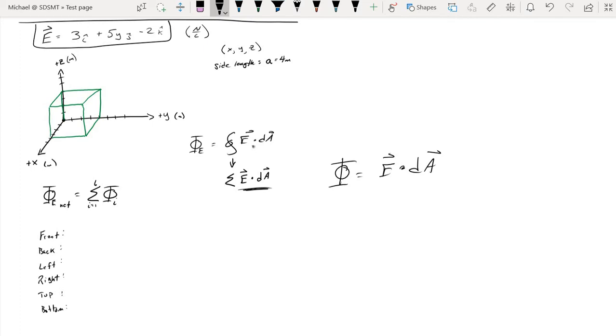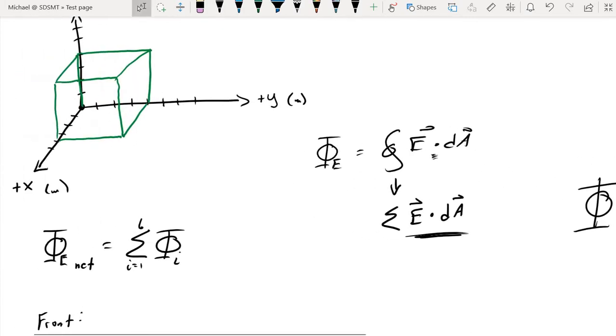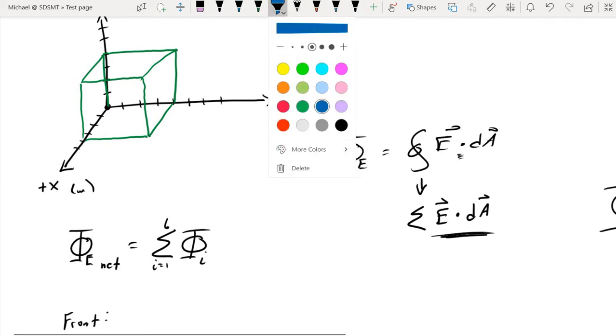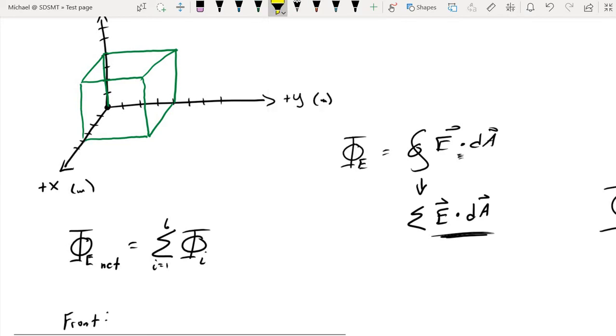So for the front face, we'll start with the front face. And the front face is right, I'll use a different highlighter. So the front face is right here. So we're out here at an X value of 4 centimeters. So that's where the front face is.